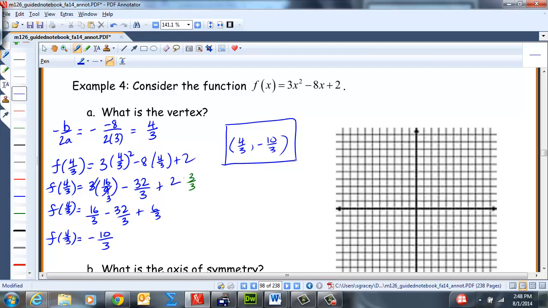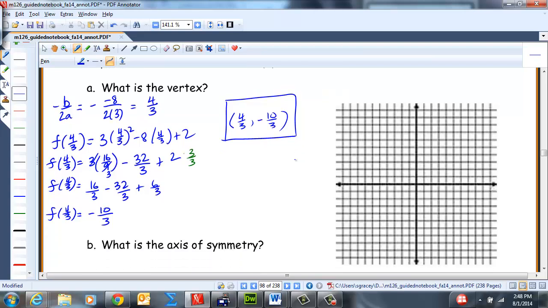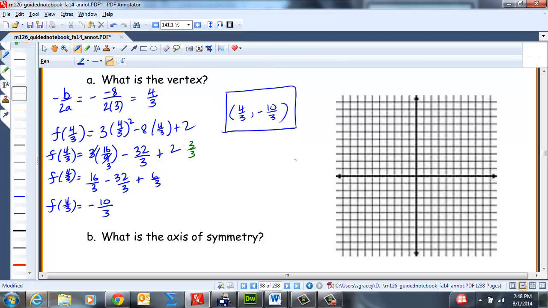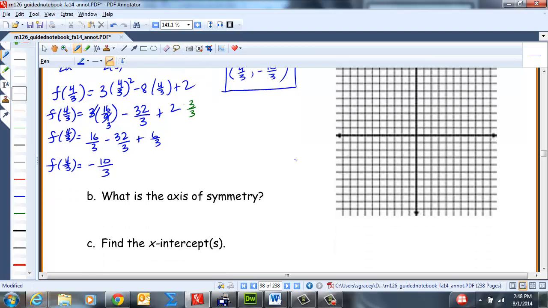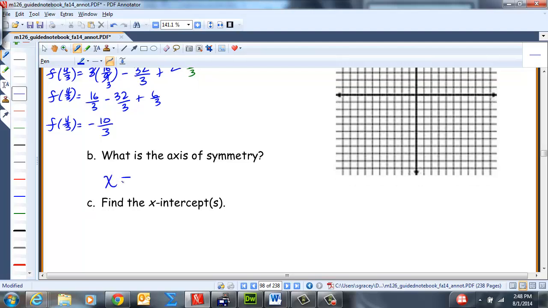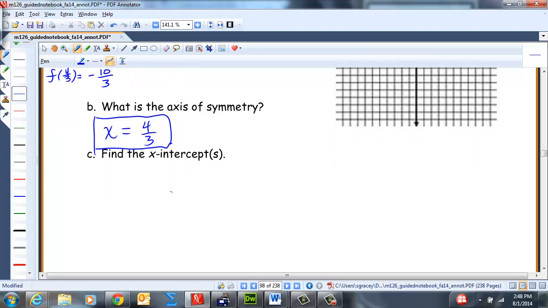Okay, so far? Awesome. All right, so what is the axis of symmetry? So easy, it's hard. x equals the x-coordinate of the vertex. So x equals 4/3. You can't just put 4/3, otherwise it's not a vertical line. x equals 4/3 means a vertical line when answering this question.